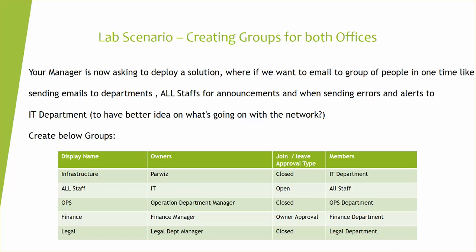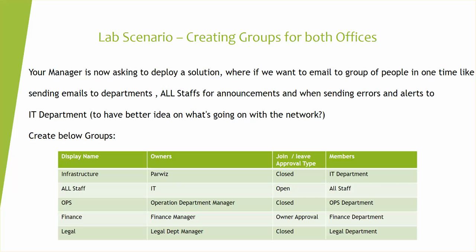So this is going to be our scenario for our distribution groups, and the lab is simple. It just tells us that you have to create distribution groups so that whenever you're sending announcements to all the staff, and whenever you're sending emails to departments like finance, accounting, or any other, you can do so easily. You also need to configure a group where you can send all the alerts from the monitoring system of your IT department, so that the IT department is aware of any ongoing issues with your network devices.